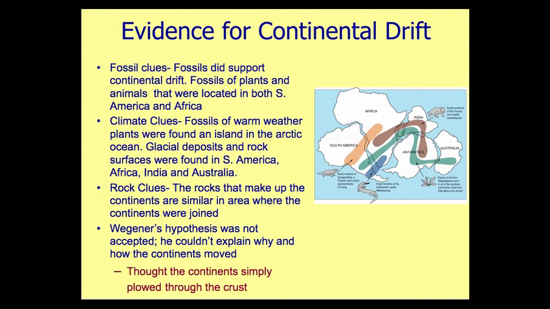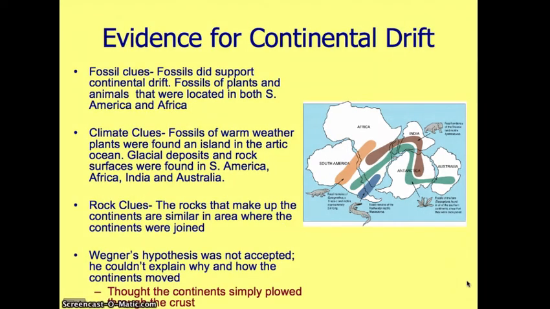Climate clues were another piece of evidence Wegener had for continental drift. The fossils of warm weather plants were found on islands in the Arctic Ocean. If they're warm weather plant fossils, they can't survive in the Arctic. So how did they get there? Well, that area must have been warm at one point. In addition, glacial deposits and rock surfaces were found in South America, Africa, India, and Australia.